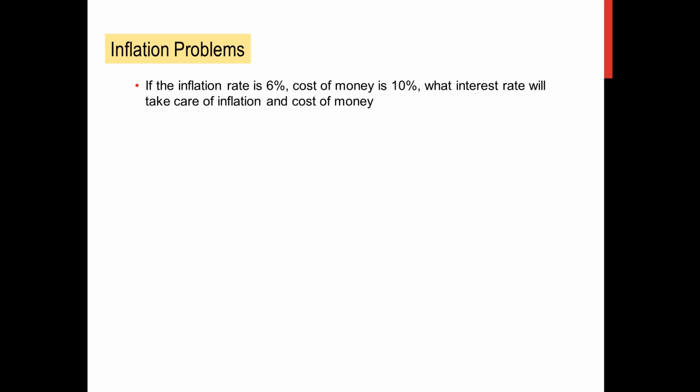So this time, if the inflation rate is 6% and the cost of money is 10%, what interest rate will take care of inflation and cost of money? This is just a direct substitution into the formula, which involves the interest rate and inflation rate, to get the effective rate of interest. So here, we just substitute and we will arrive at 16.6%.